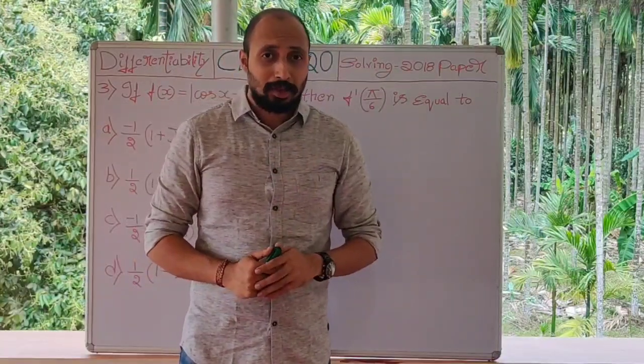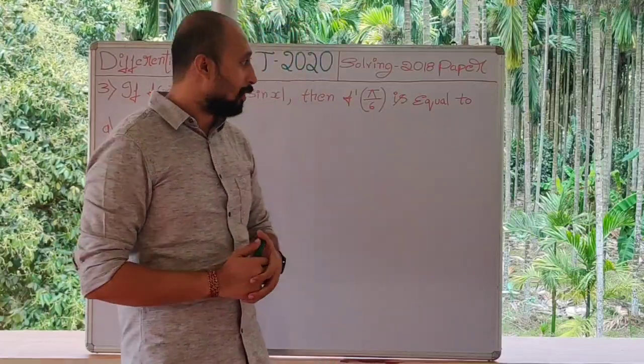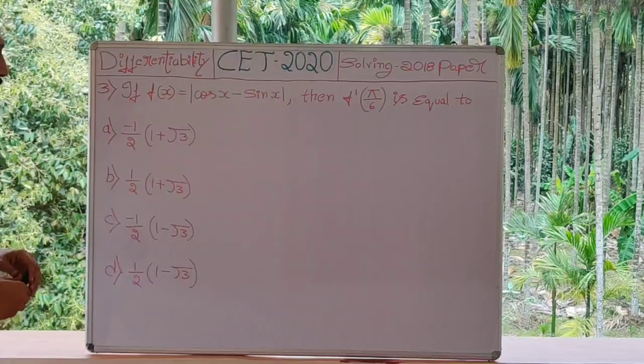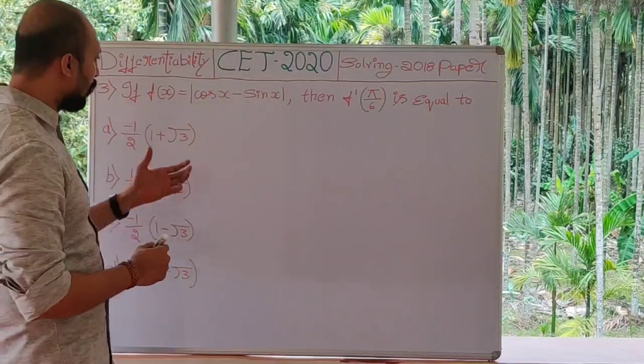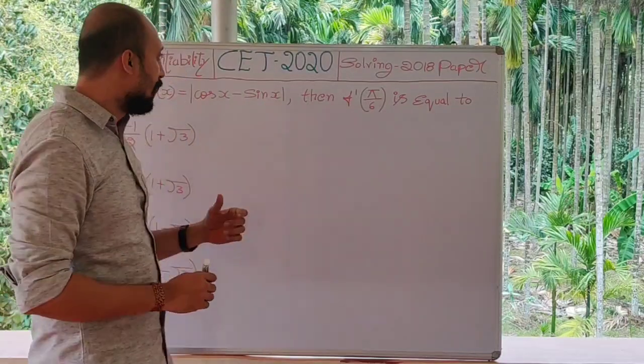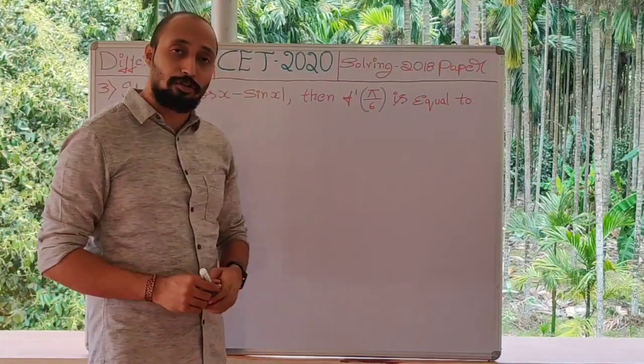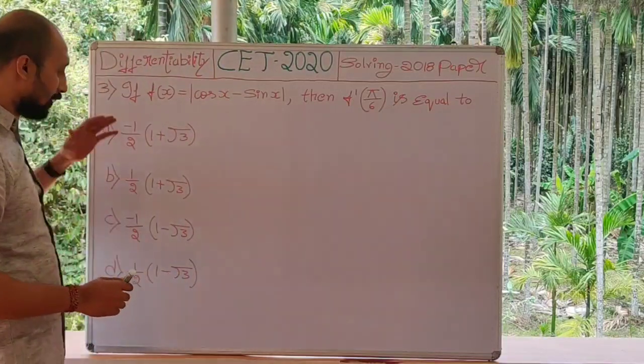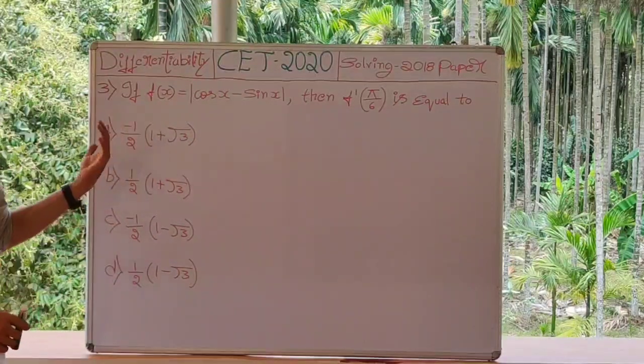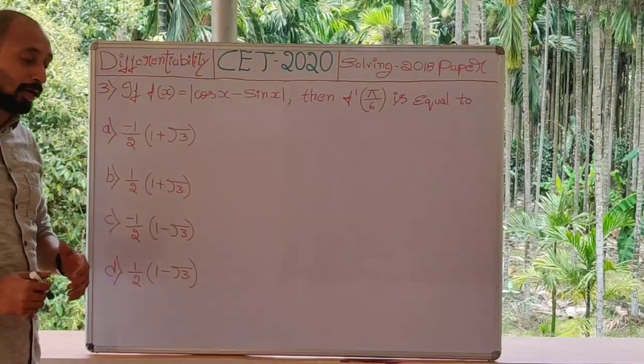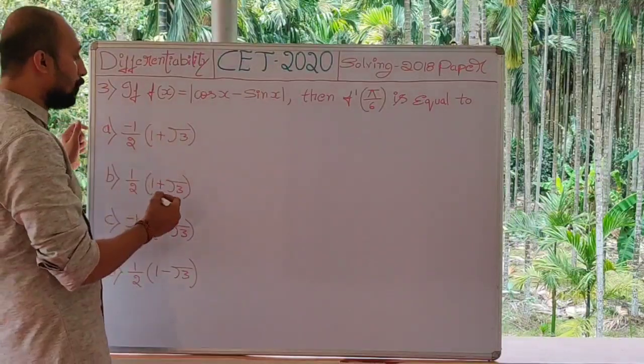So people, this is the next problem, the third problem in the 2018 paper. They have given f(x) as cos x minus sin x. I need to find f dash of pi by 6. And these are the four options. You can see in all the options they have taken 1 by 2 common out. So let's do the problem, people.